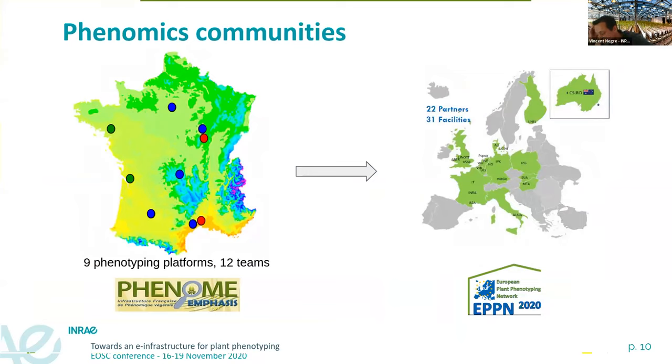This information system has been deployed for the 9 platforms of the French Phenotyping Network, Phenome Emphasis. And now we want to disseminate our information system to a wider audience, such as the European Plant Phenotyping Network, which gathers 22 partners and 31 facilities platforms.